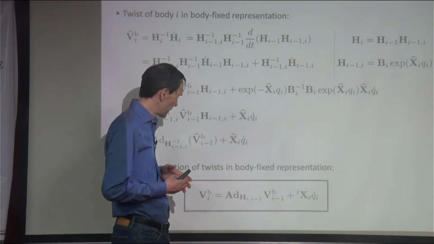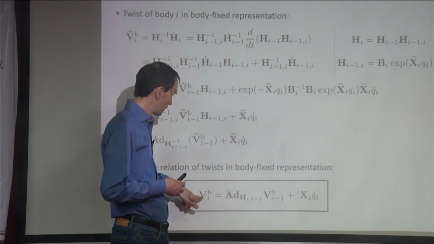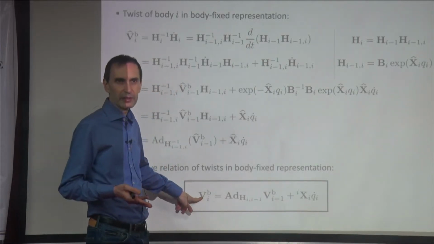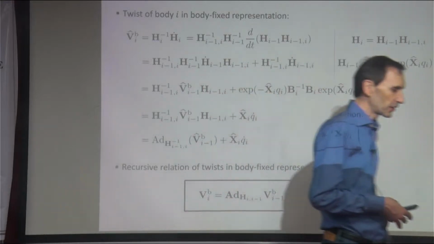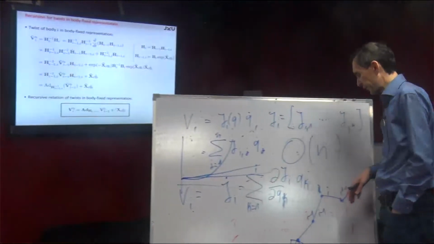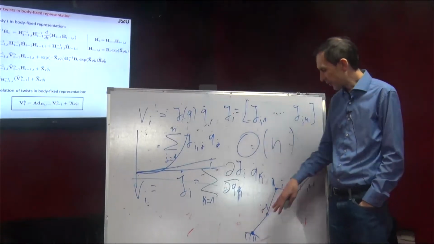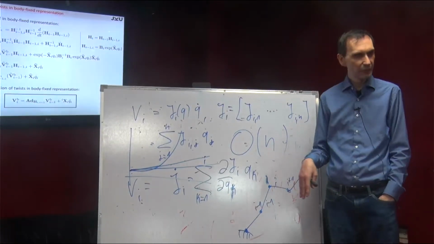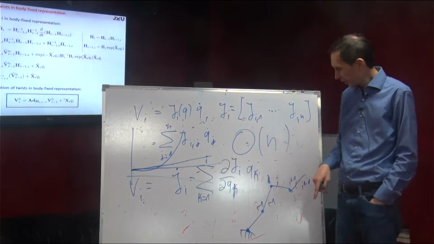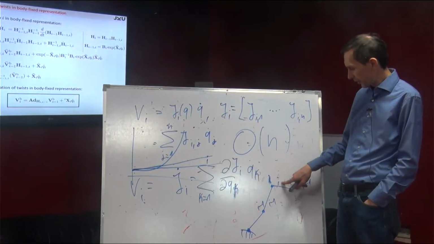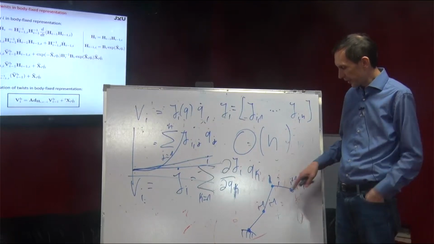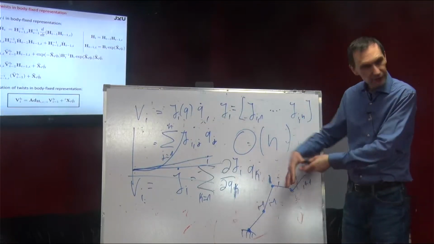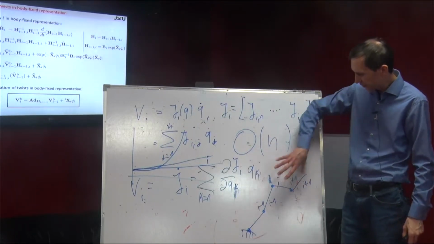So what does it mean here? I don't know where we start. So this is supposed to be again the twist of body I, right? So what is the twist of body I? How do we get it in terms of the twist of the preceding bodies as well as the joint that is connecting it to the preceding bodies? So let's say this is body I, right? So let's say that the whole thing is somehow moving, whatever it does. So each of the joints does something.